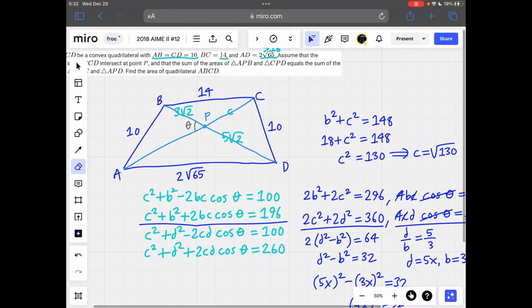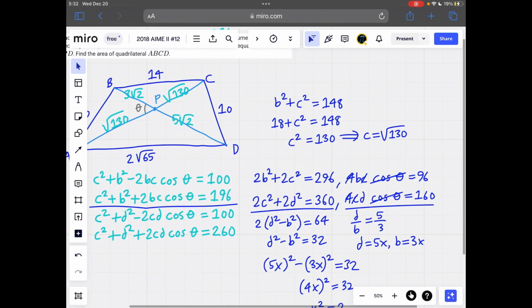So we can replace c with the square root of 130. And just to verify that c squared is indeed 130, we can plug it into the second equation here, which gives that c squared plus d squared is equal to 180. And since we know d is 5 root 2, d squared would be 50, so c squared would be 180 minus 50, which is also 130. Either way, we get c squared is 130, and c is the square root of 130.